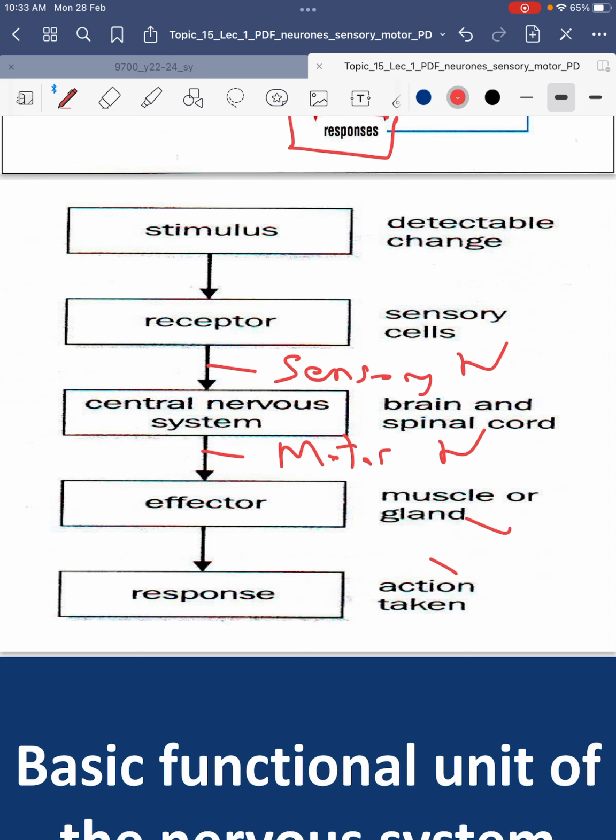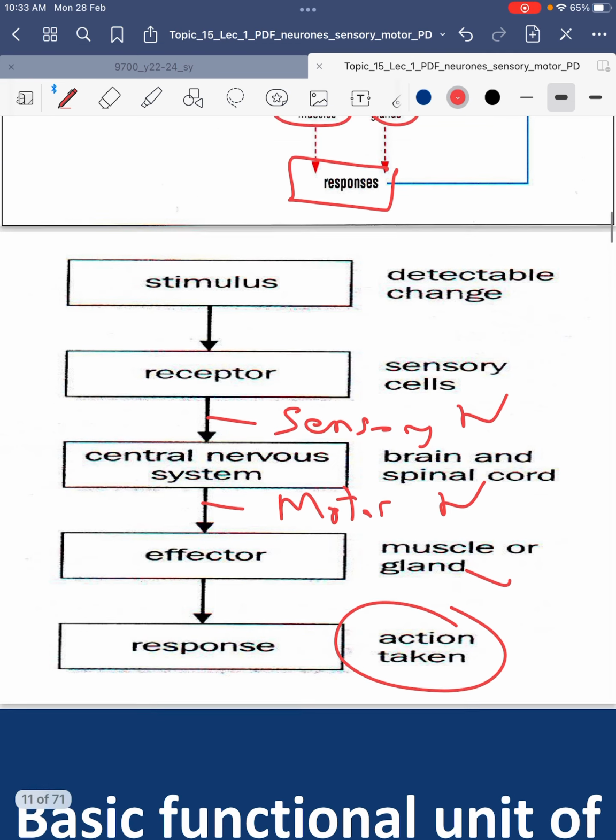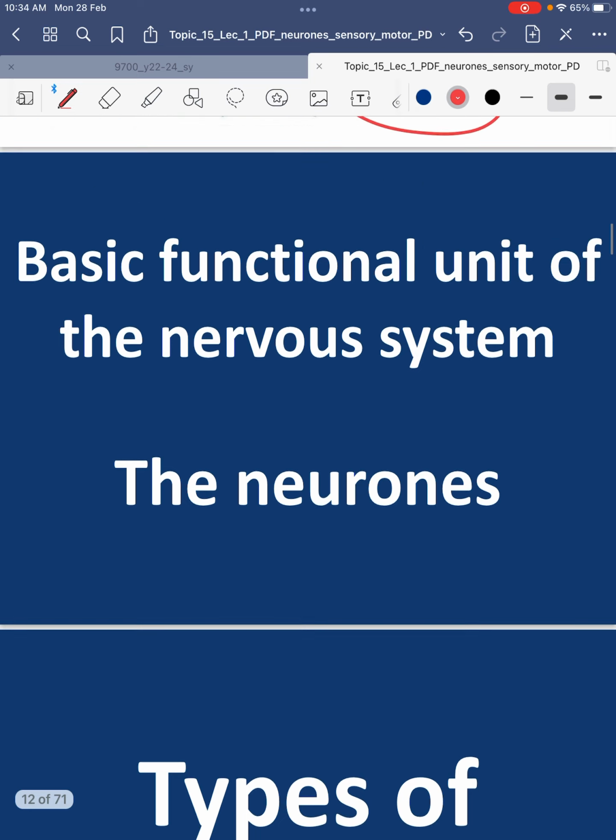The responses are the actions, like blinking of the eye, contraction or relaxation of the biceps, withdrawal of your fingertips due to muscle contraction. So these are examples of the different types of response.